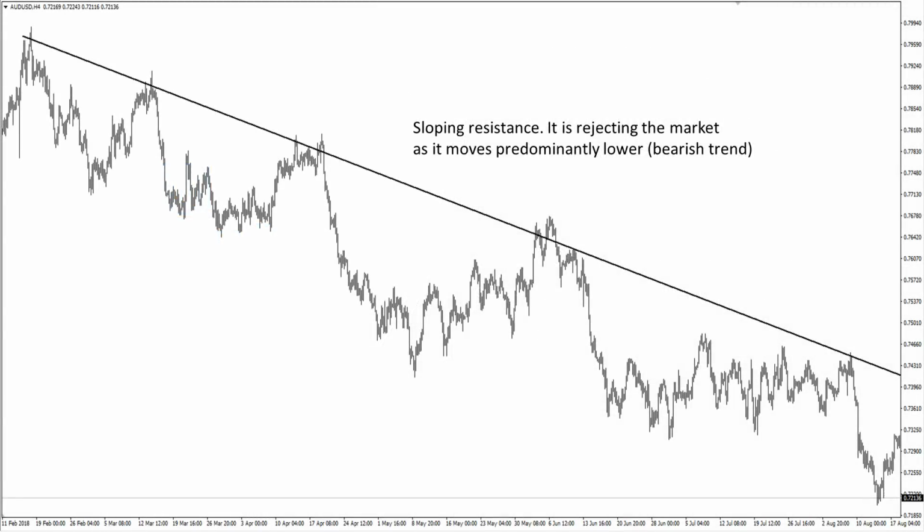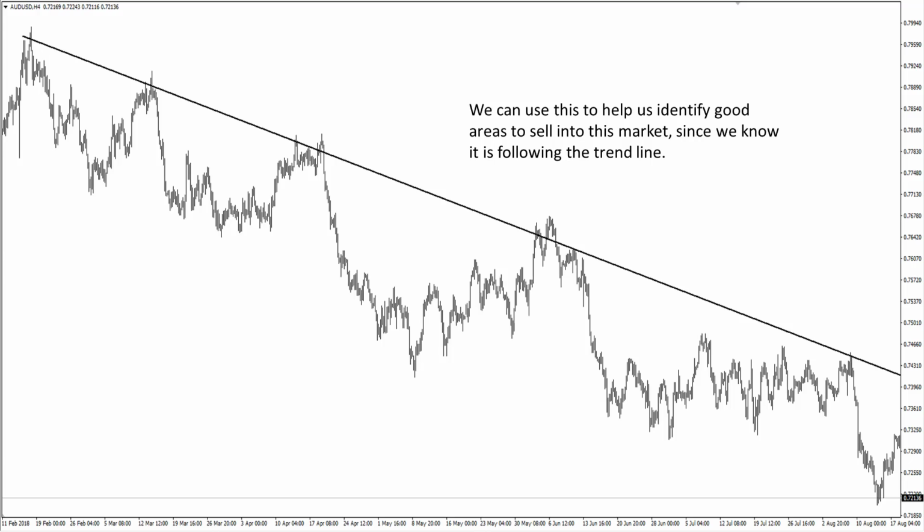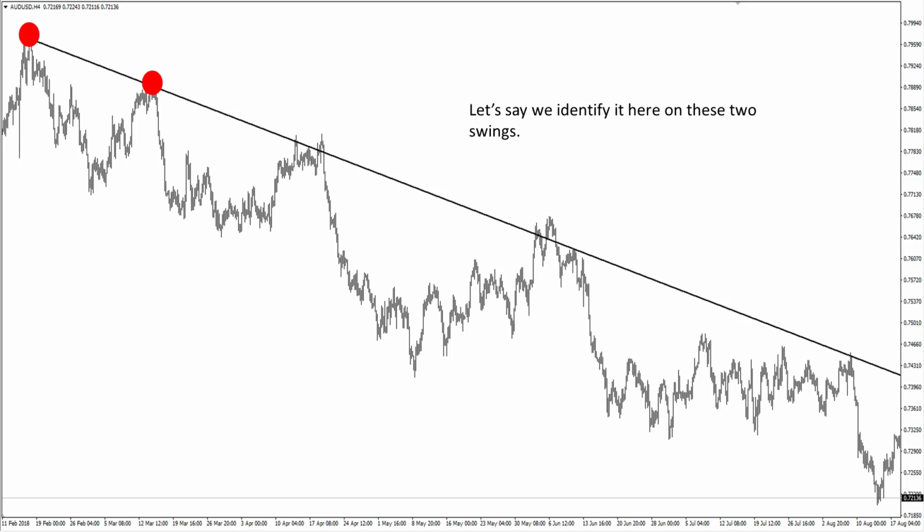Here we have our sloping resistance. It is rejecting the market as it moves predominantly lower, which is a bearish trend. We can use this to help us identify good areas to sell into this market, since we know it is following the trend line. Let's say we identify it here on these two swings. We may then choose to sell the next times the market reaches the trend line, say here and here.